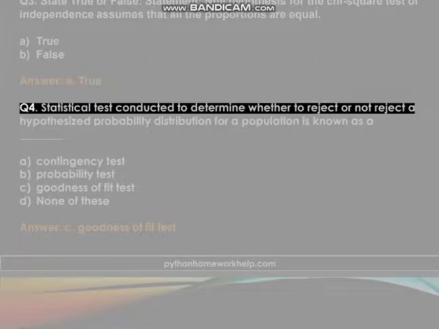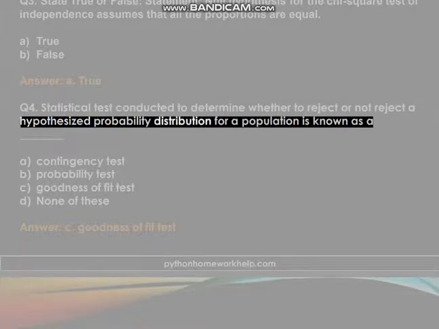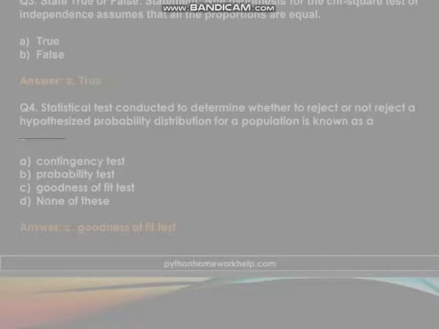Q4. Statistical test conducted to determine whether to reject or not reject a hypothesized probability distribution for a population is known as ________. A. Contingency test, B. Probability test, C. Goodness of fit test, D. None of these. Answer C. Goodness of fit test.